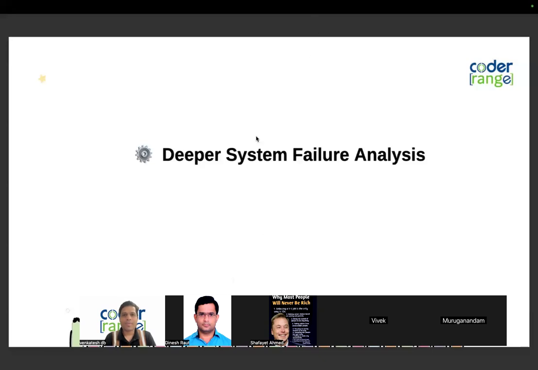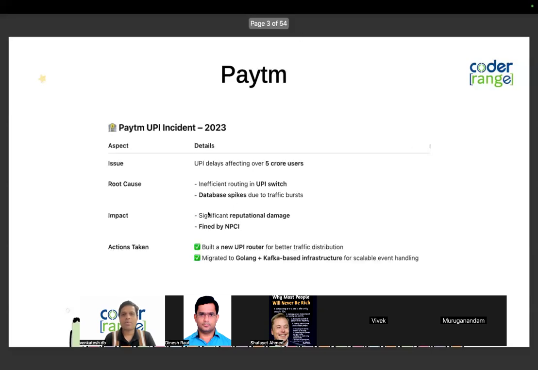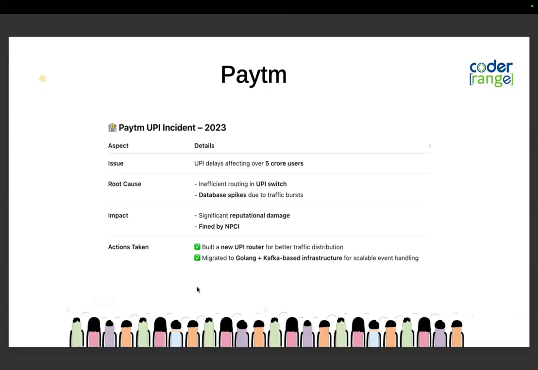Before I talk about this system failure analysis, I'm going to talk about exactly what the problem was. Let me talk about the incident that happened. The incident is the Paytm UPI incident. This happened in 2023, and most of us know this, we are all well familiar with this event. Paytm had a UPI delay affecting over 5 crore users.